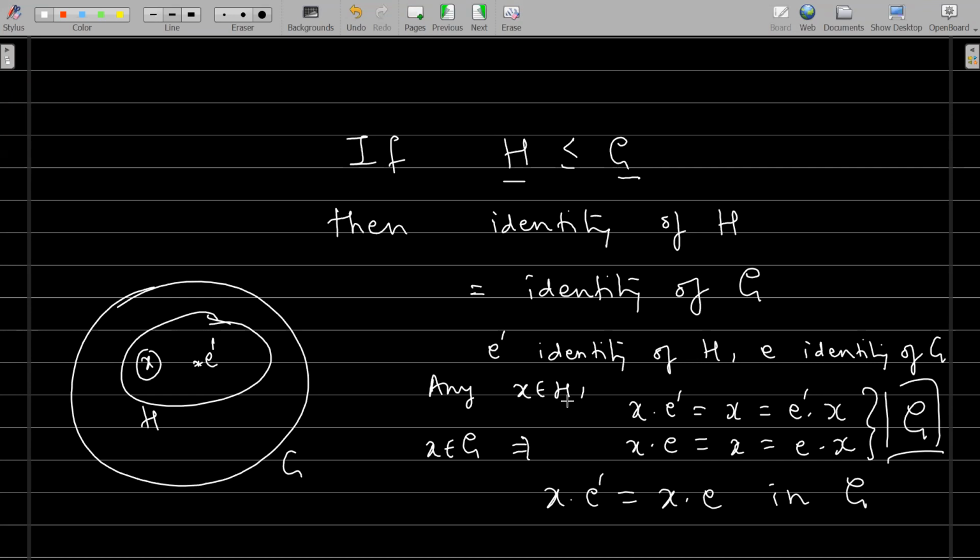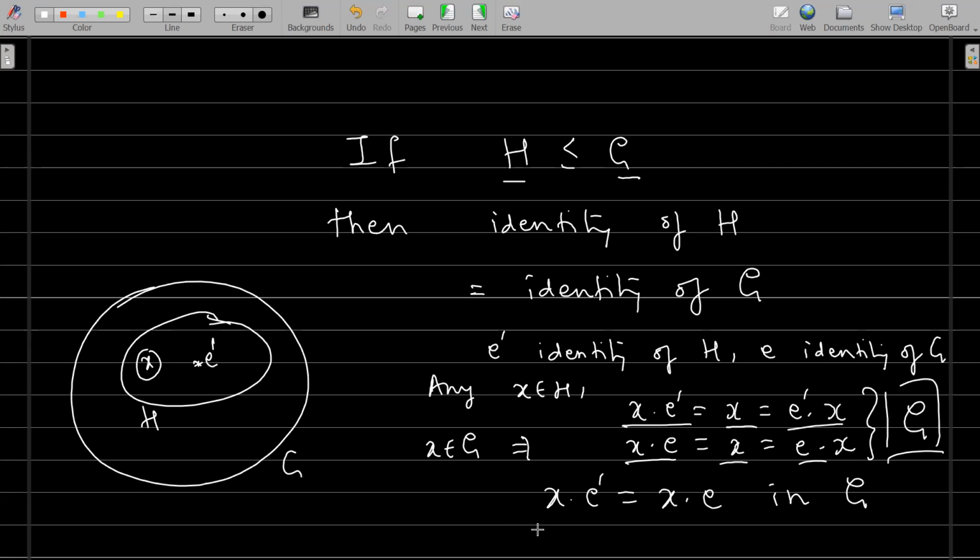I mean, the operation in H is the same as the operation in G. So this also holds true in G, and this is obviously true in G. I can look at both equations in G. I have X E' equal to X E in G. But what will happen? I can multiply both sides by the inverse of X in G.